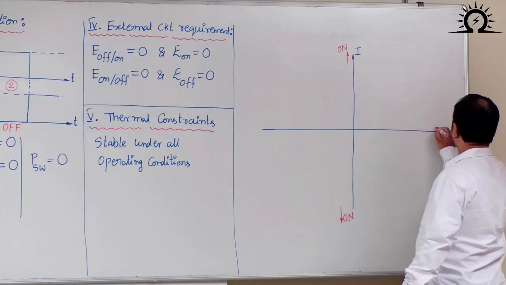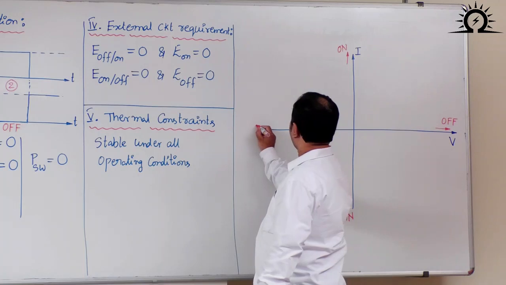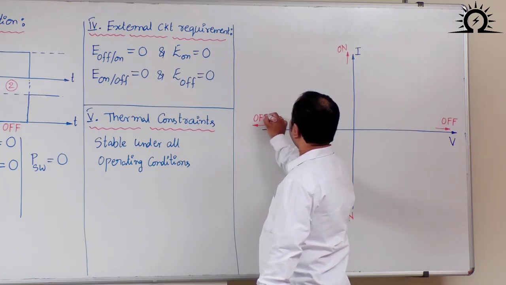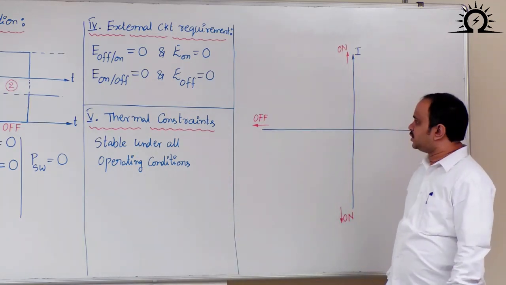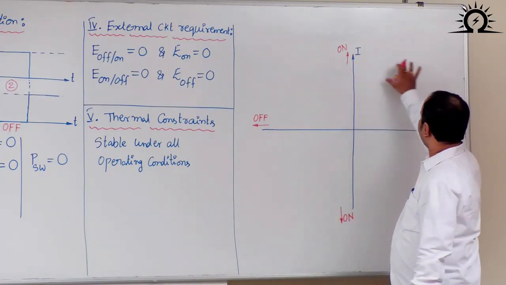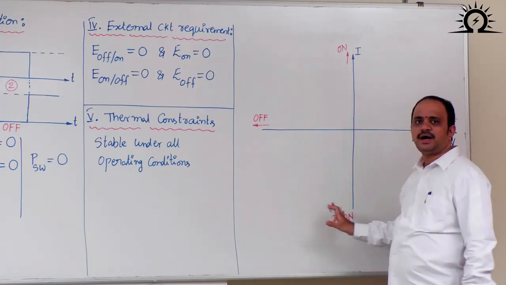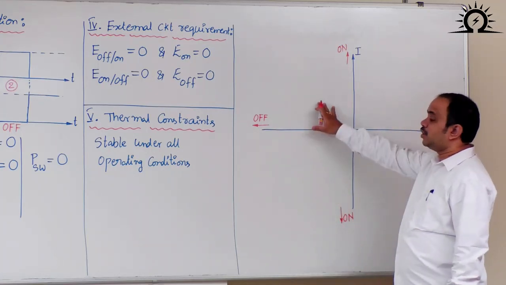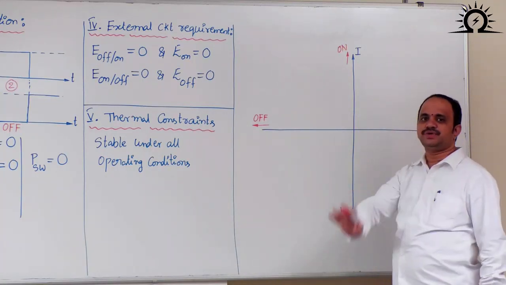Therefore, the off state operating point will be located along the voltage axis, either towards plus infinity or towards minus infinity. So under ideal conditions, the switch can be operated anywhere in this entire IV plane. There will not be any limitations. So there are no boundaries, we can say.